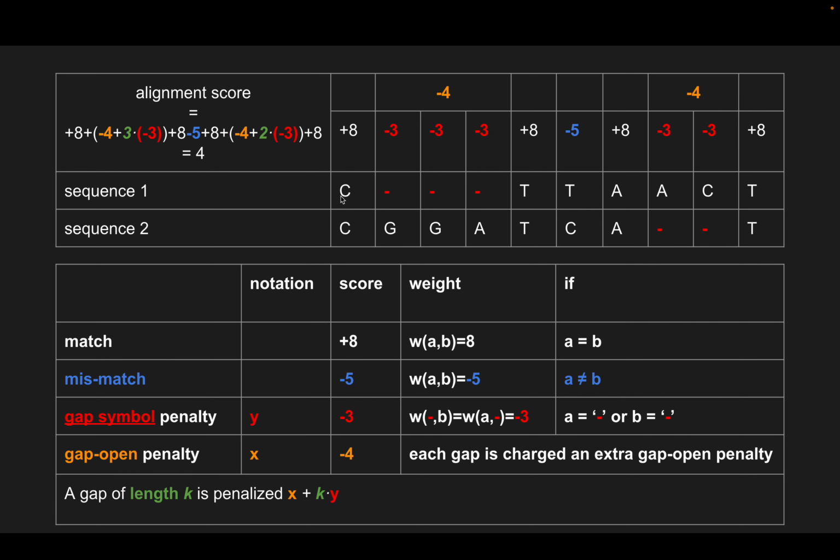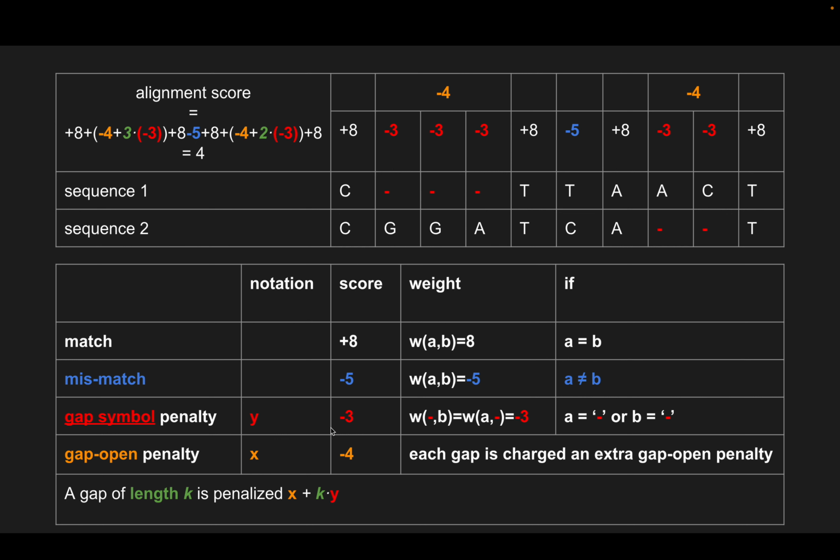The first character is C for sequence 1, and the first character of the second sequence is also C, so it's a match. So the score will be +8. The second character for sequence 1 is a gap symbol, and the second character for the second sequence is G. So it is a gap, and its penalty will be 3, so it's -3. Similarly, for position 3 and position 4, both of them will also get penalized by -3.